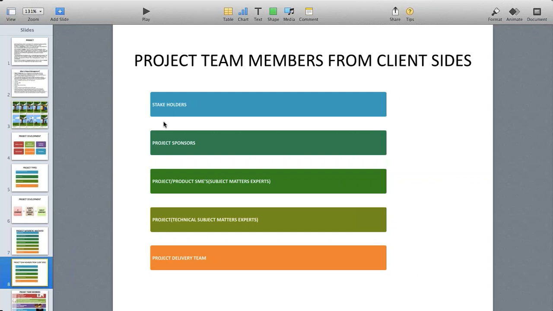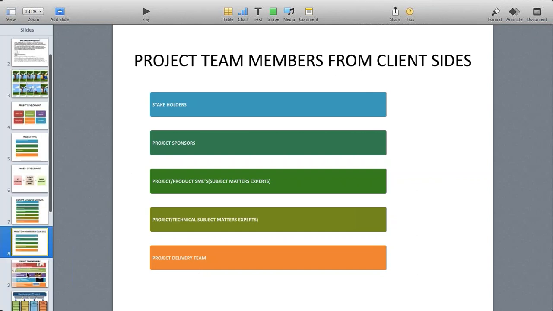Yes. Then project sponsors, who spend money on the project. I mean, someone from the client side, maybe head of the department or a financial manager. Project product SMEs, subject matter experts, from whom you get the requirements. Then technical subject matter experts, from whom you get the technical details, and the project delivery team. This delivery team will interact with the IT team and discuss the project deliverables, cost, and all this. These all are from the client side.